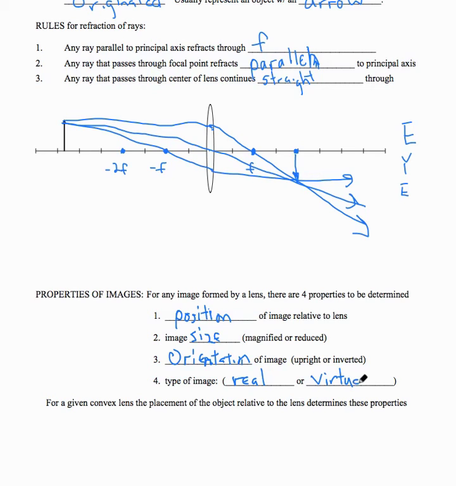Alright, that ends this lesson on how to draw ray diagrams for a convex lens. We'll eventually hit a concave lens as well.